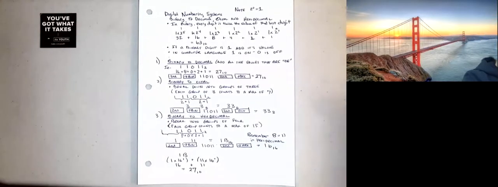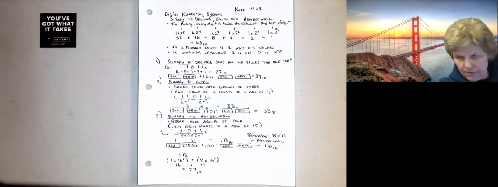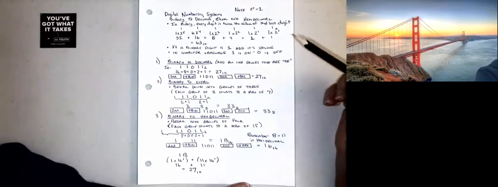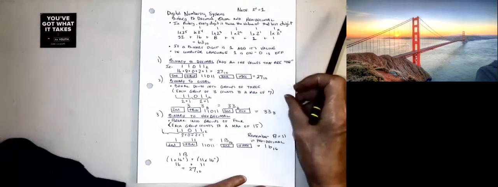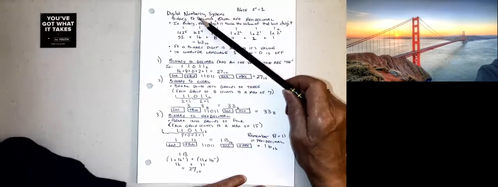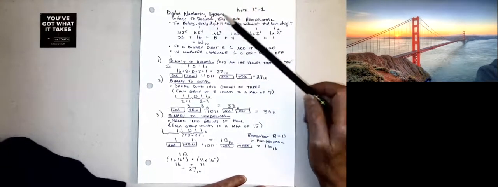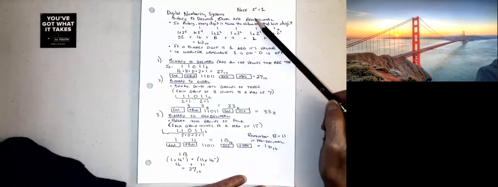All right, let's go a little bit deeper into this. So what we're going to have to do is often convert back and forth. And so right here, I want to take a binary number to a decimal number, and then a binary number to an octal number, and a binary number to a hexadecimal number.